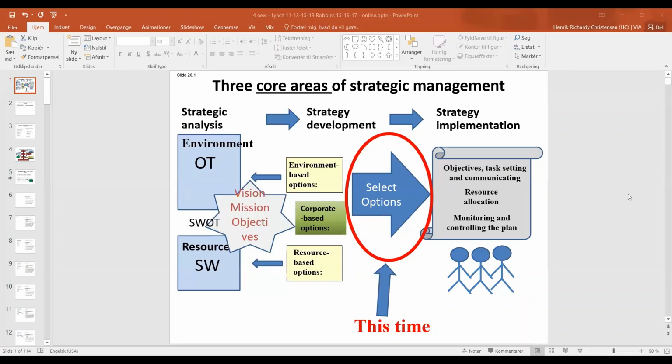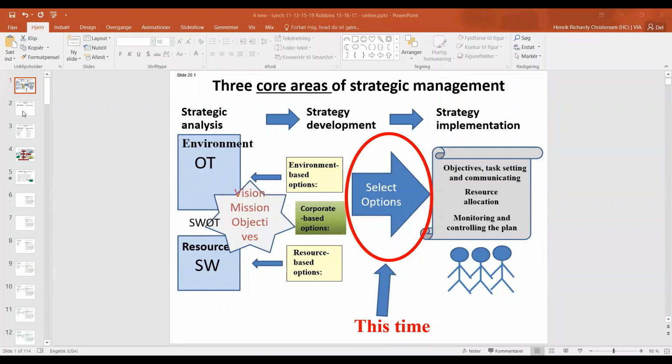Today's lecture is about selecting options, and it's also about the start of implementation, which we will find right here, but I'll get back to that one because I need to elaborate a little bit on how we approach the implementation process. But today, we will look at these options that we generated last time, and we'll try to take a closer look at how we select between these different options that we have.